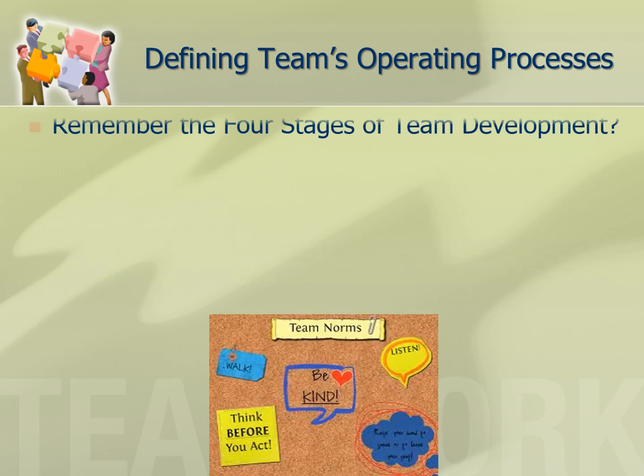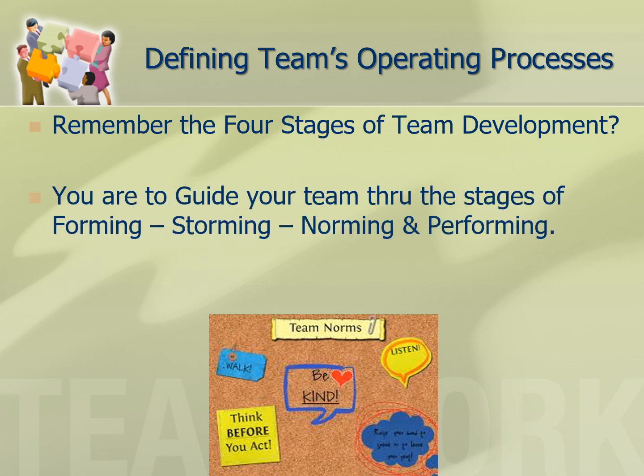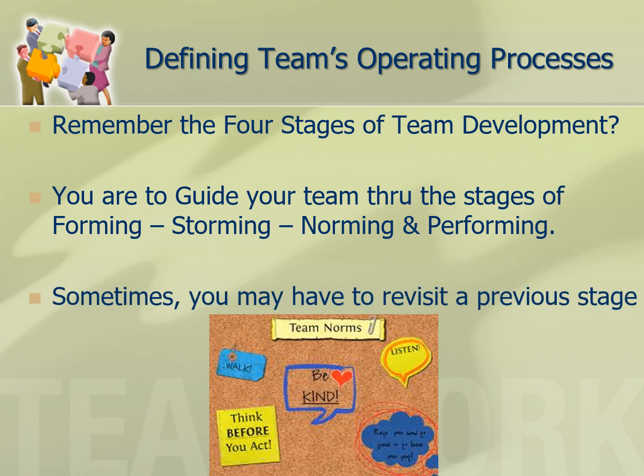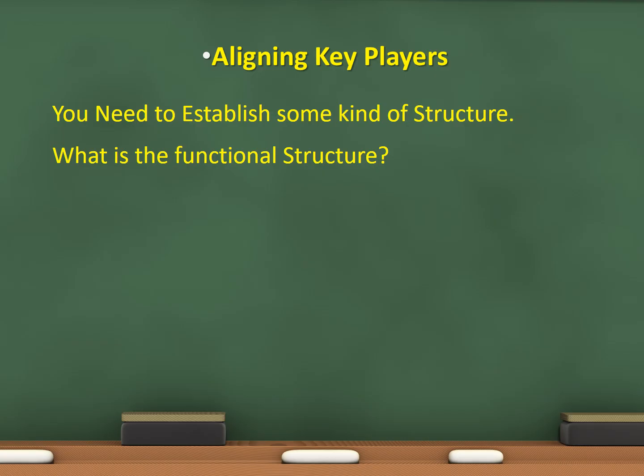So remember the operating process. There are 4 stages of team development, right? If you saw that lecture, it's forming, storming, norming, and performing. Be aware that sometimes you may have to go backwards and revisit a previous step. In aligning your key players, you need to establish some kind of structure.